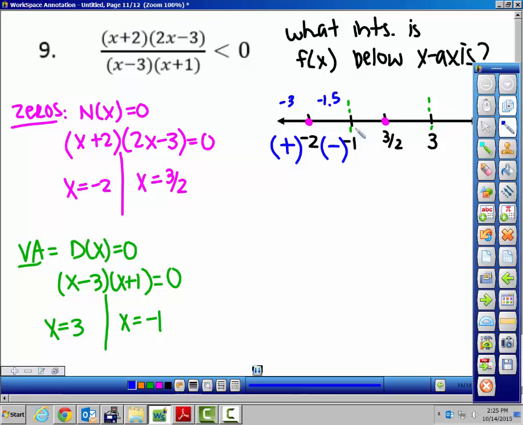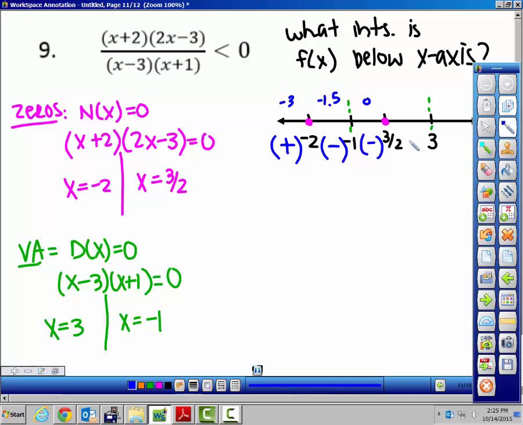All right, check any value between here. Easiest is going to be 0. That gives me a positive. That would give me a negative, negative, positive. Multiplying opposite signs gives you negative. So numerator negative, denominator negative. A negative divided by a negative is a negative.